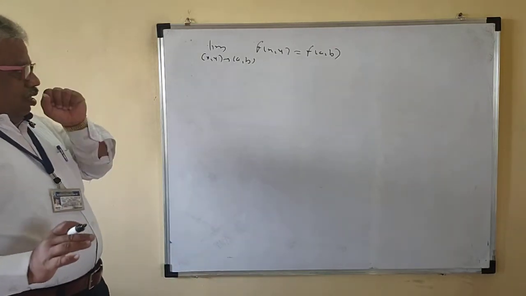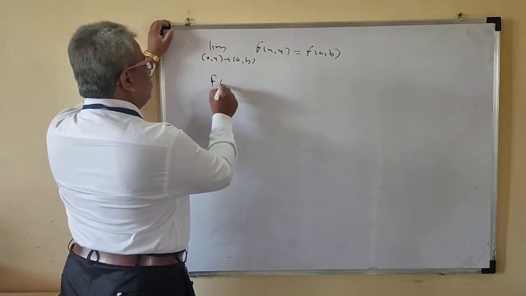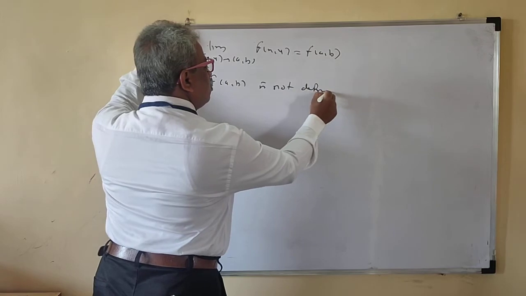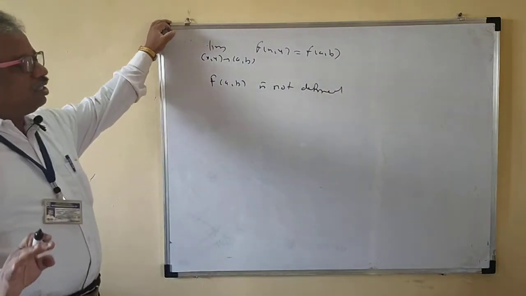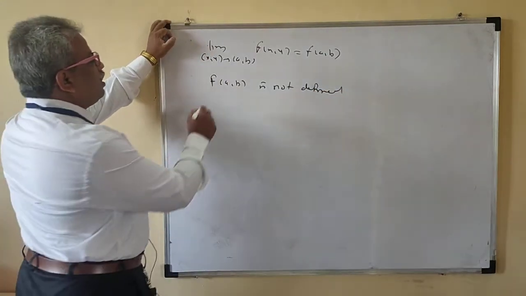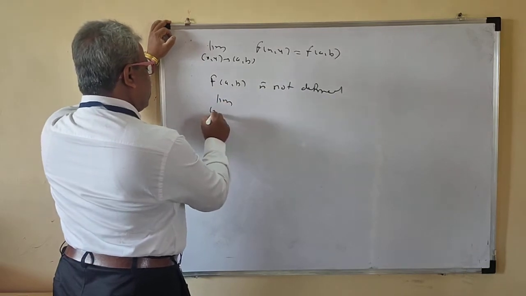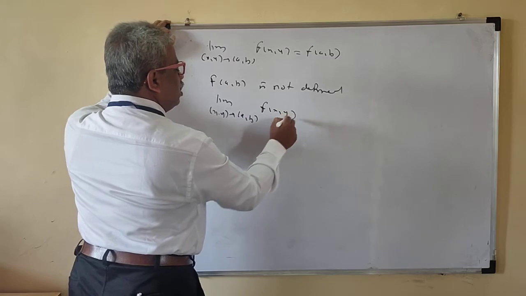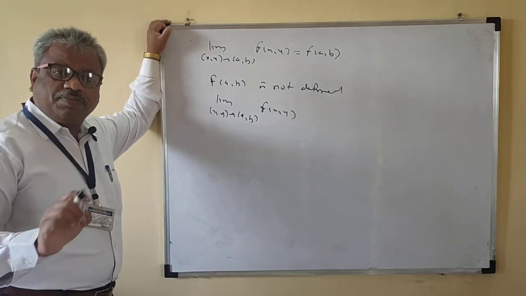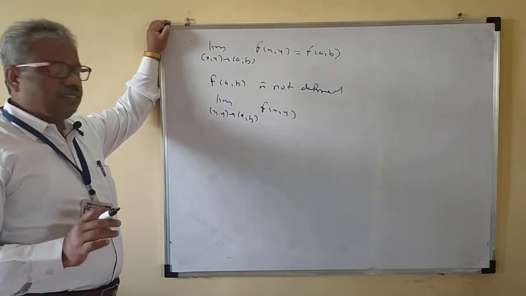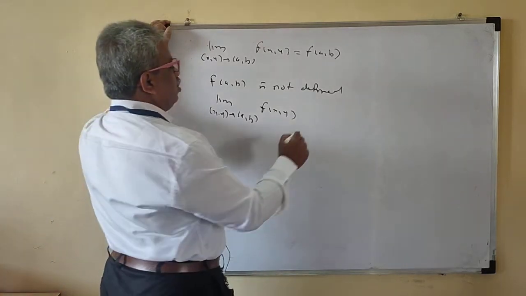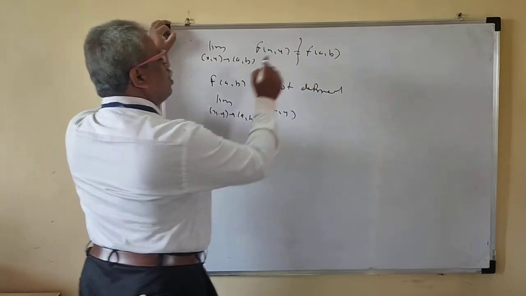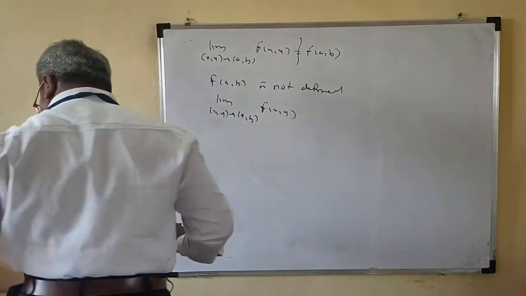So if f of ab is not defined, then the function is not continuous. If this limit of f of xy as (x,y) tends to (a,b) does not exist, that means the limit along different paths is different, the limit does not exist, then the function is not continuous. Even if the limit is not equal to f of ab, then the function will not be continuous.